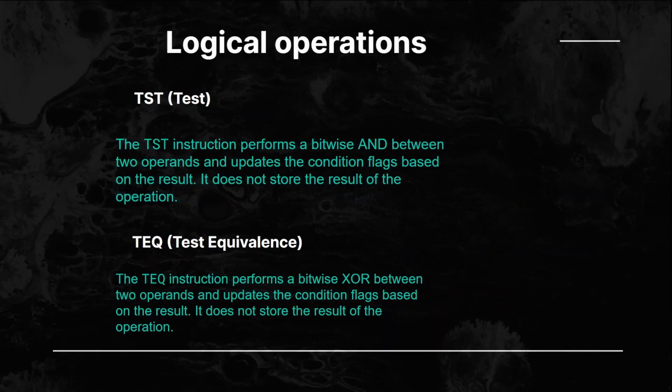The TST and TEQ in ARM assembly are used to perform bitwise comparisons between registers without storing a result. These store the result into CPSR. As I discussed, these flags can be used for conditional branching and other conditional instructions. The TST performs the bitwise AND between the two operands, and the TEQ instruction performs the bitwise exclusive OR between two operands. Now let's see this more in the CPU later.